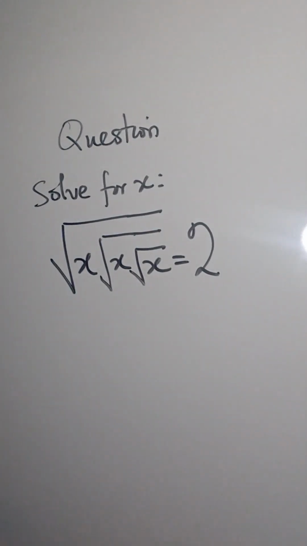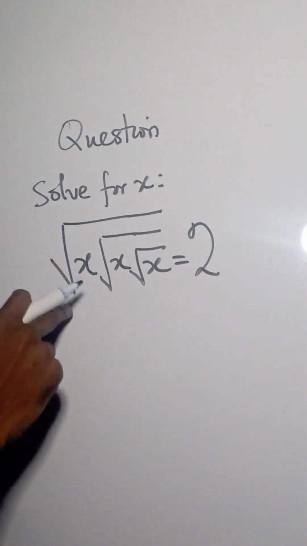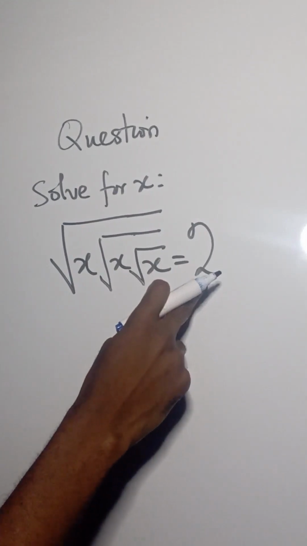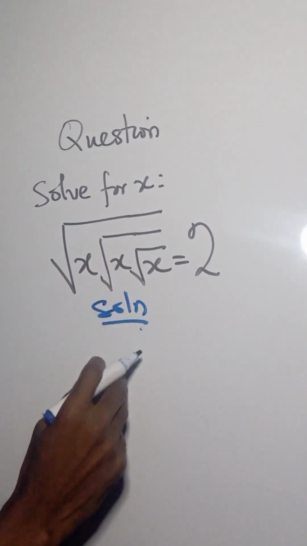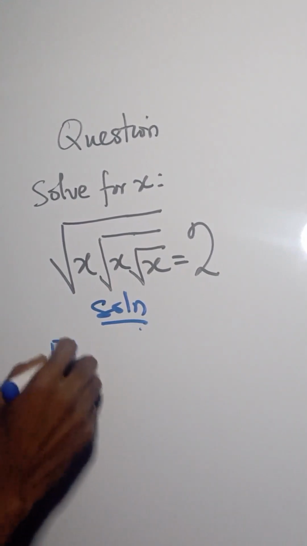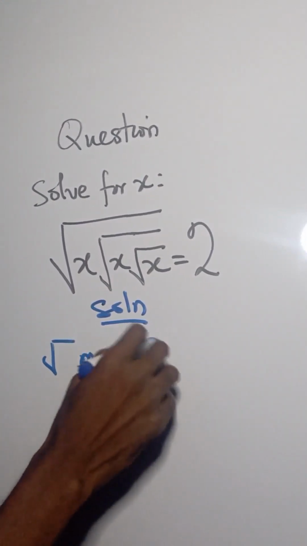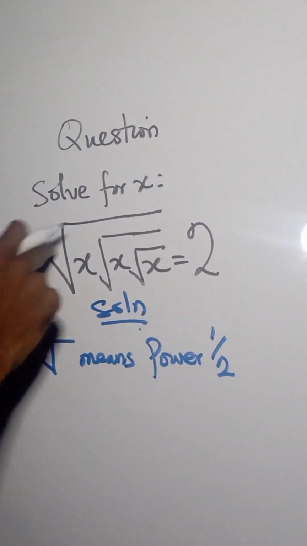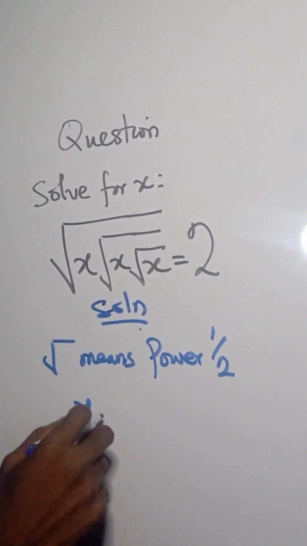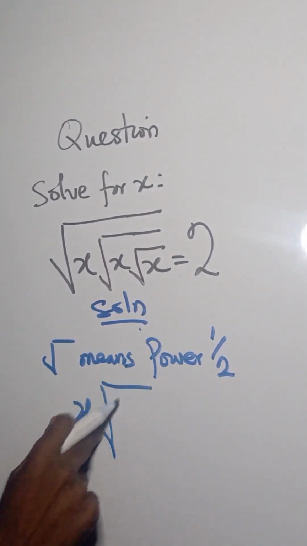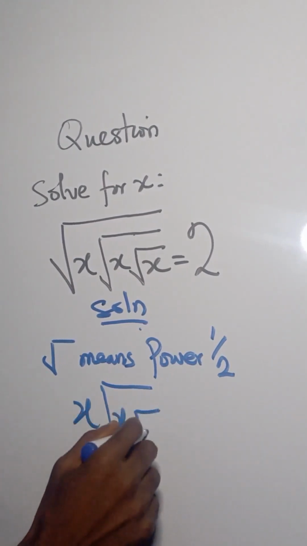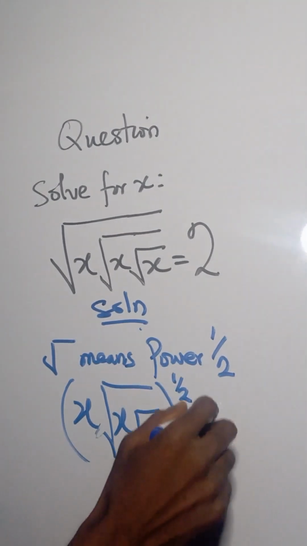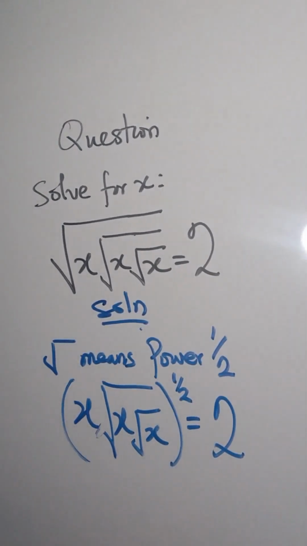Alright, so today we are going to solve this problem on indices where we have square root of x multiplied by root x is equal to 2. So my solution, the first thing is we know that square root sign means what? Power half. So if I'm removing the first square root, we are going to have x, square root of x, into square root of x raised to power half, equals 2. So that's our first step.